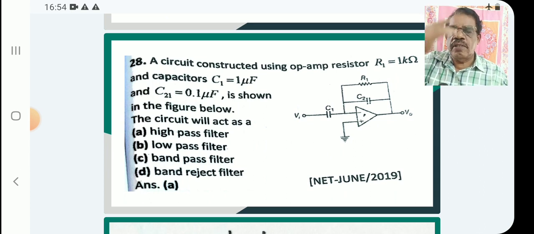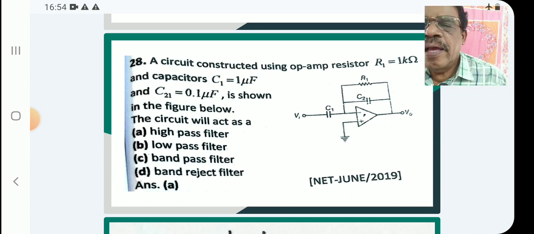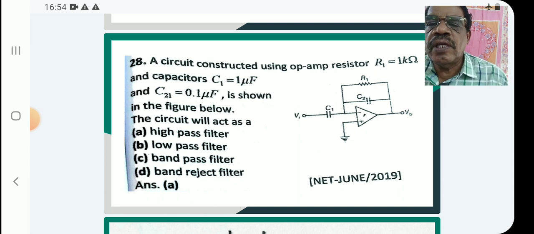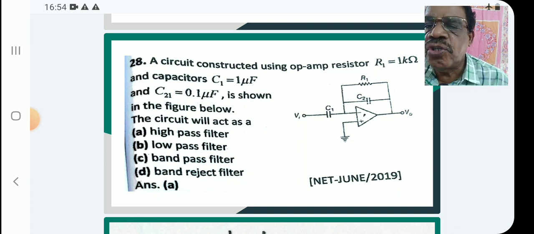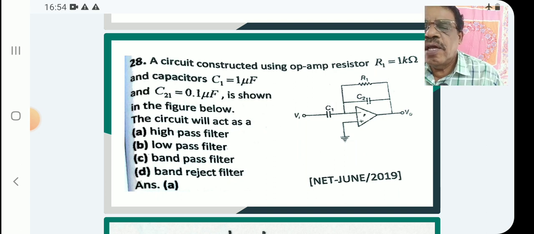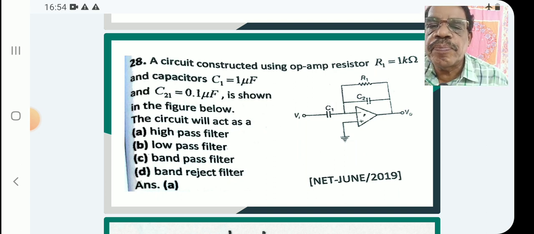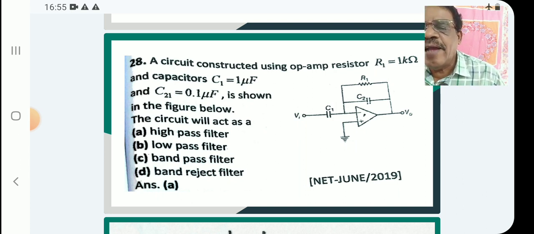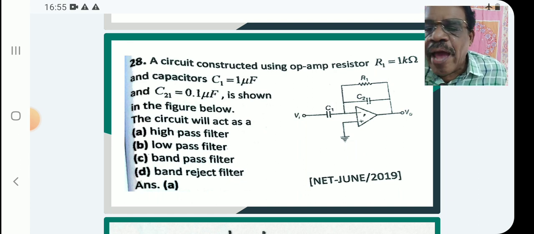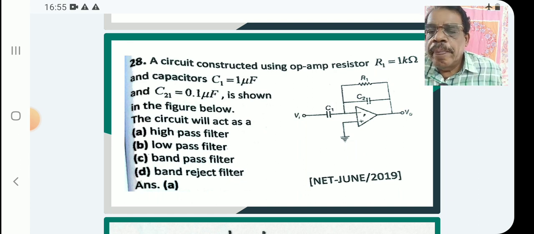Next question is using an op-amp. A circuit constructed using an op-amp: resistor R1 is 1 K ohm, capacitor C1 is 1 microfarad, and C2, it is not C21, it is C2, is 0.1 microfarad, as shown in the figure. You see the positions of C1 and C2. In the figure an op-amp circuit is given. The circuit will act as: A, a high pass filter; B, a low pass filter; C, a band pass filter; D, a band reject filter.